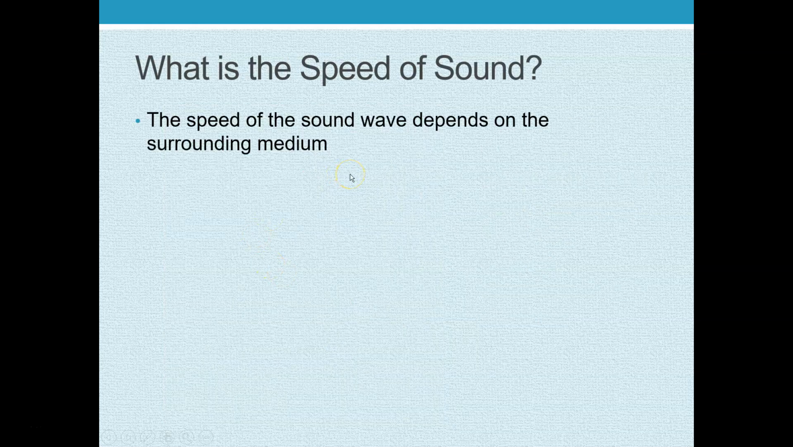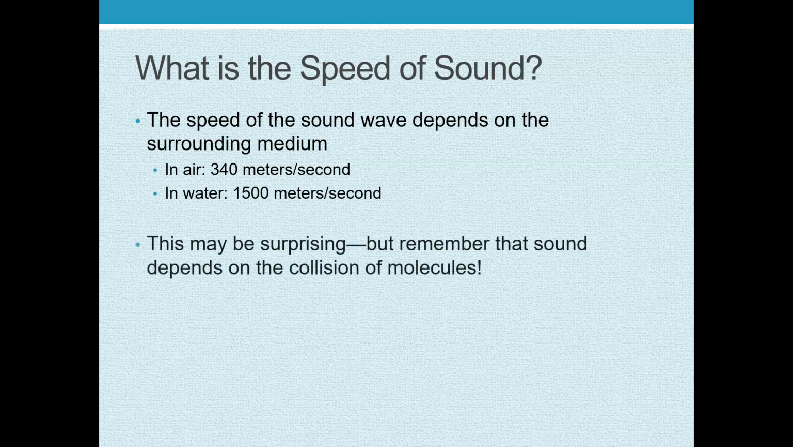Now, what is the speed of sound? Well, it depends on the medium that sound is surrounded in. If it's in air, that's about 340 meters per second. In water, it's actually even faster. It's about 1,500 meters per second.